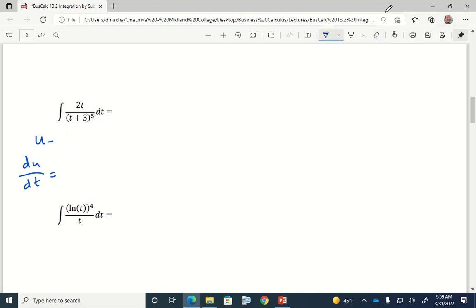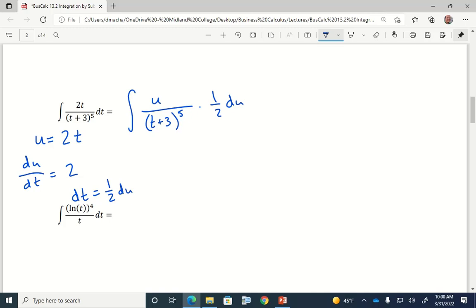2t. Okay, 2t, which means du dt would be 2, which means that dt is going to be equal to 1 half du. So let's make those substitutions. This is now the antiderivative of u in the numerator, because u is 2t, divided by t plus 3 to the fifth power, times dt, which is 1 half du. And again, I think this was the wrong choice of u, because I'm still left with some t's hanging around. So let's start over, try again.